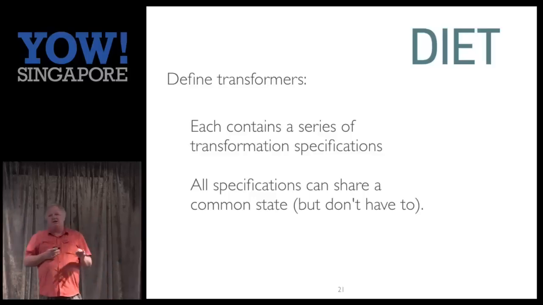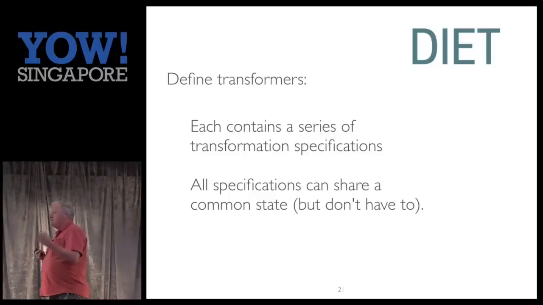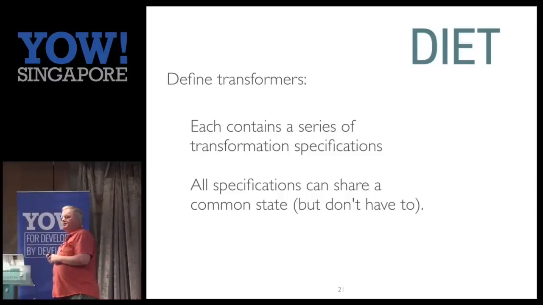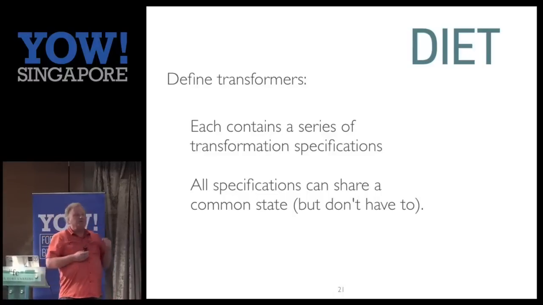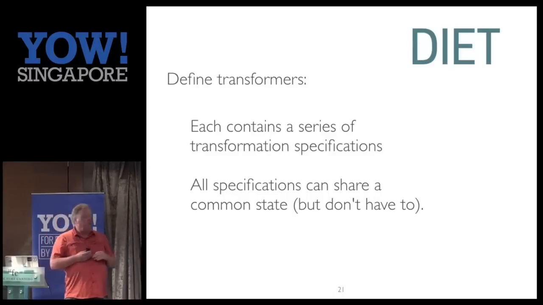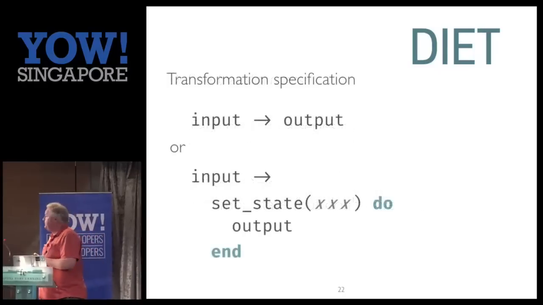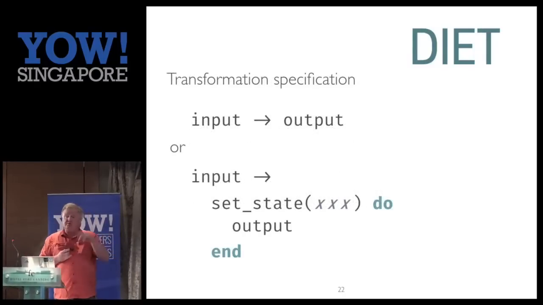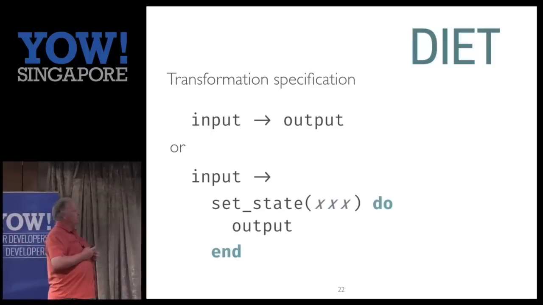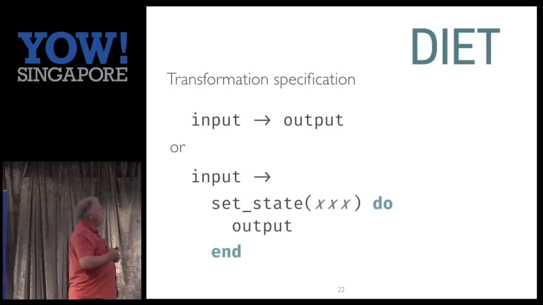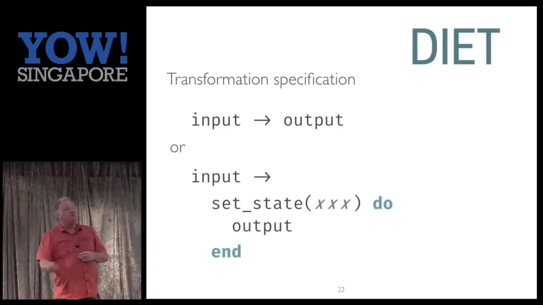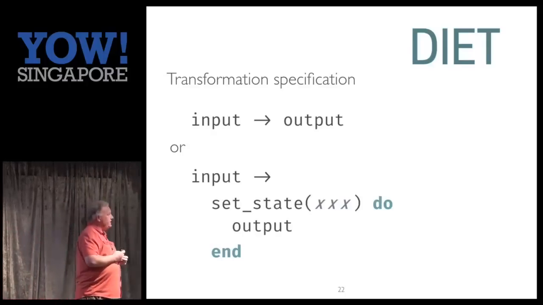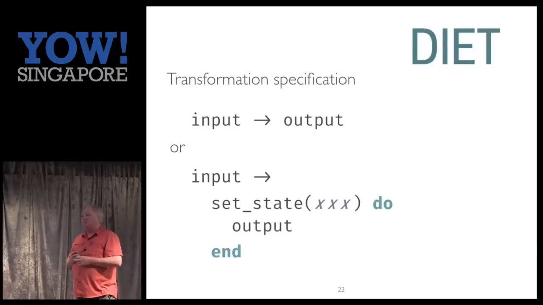And so a diet allows me to create these transformers or reductions, and each one is a series of specifications. And the specifications can share a common state. They don't have to, but they can share a common state. And each specification is no more than that little picture that we saw at the beginning. It's an input that goes to an output, or it's an input that updates the state and then goes to an output. And using just those two things, you can program anything.